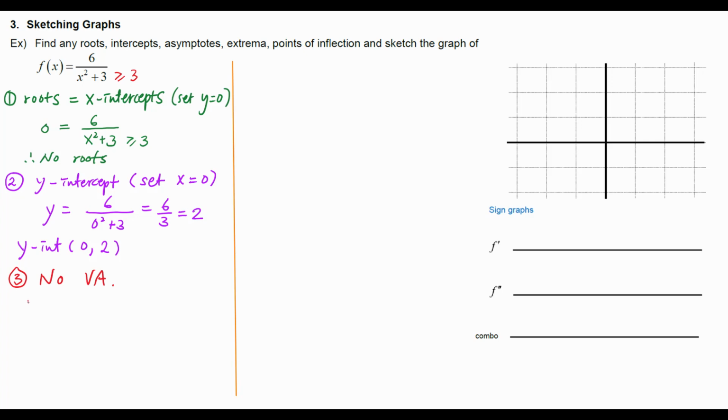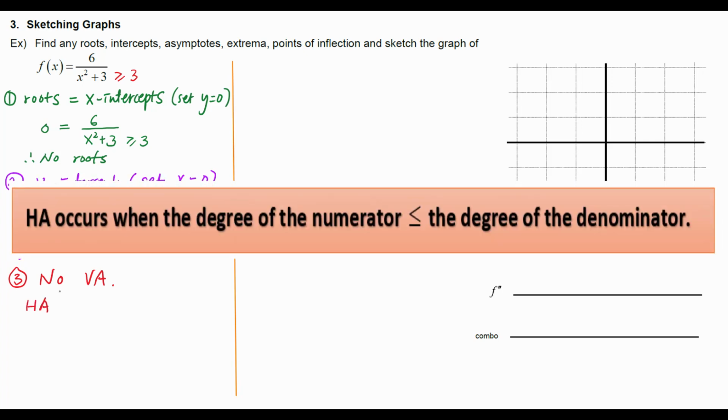How about horizontal asymptote? A horizontal asymptote occurs when the degree of the numerator is less than or equal to the degree of the denominator. And what is the degree of the numerator? You don't have any variable. You have a constant 6 on the numerator, so the degree is 0. What is the degree of the denominator? The degree of the denominator is 2. And because 0 is less than or equal to 2, it satisfies the condition, and you will have a horizontal asymptote.